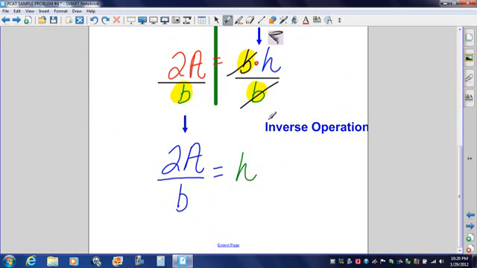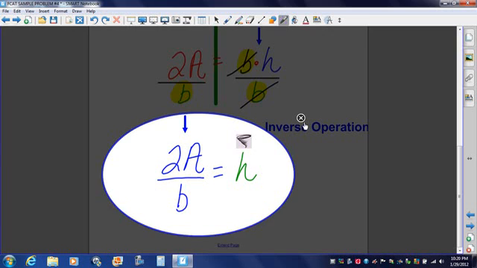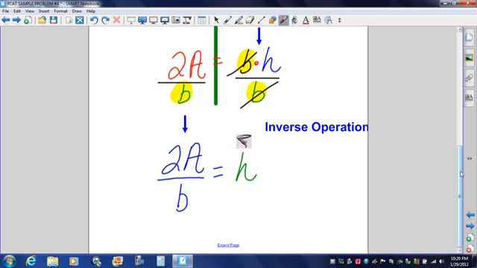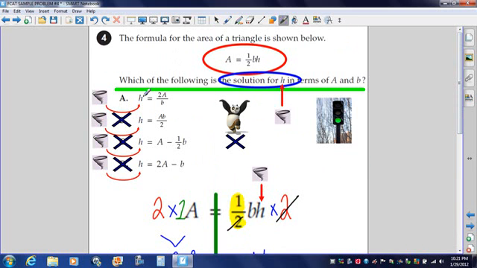my tornado H. I have isolated, nice vocabulary, da bears, my tornado and gotten it all by itself. I have solved the equation for H. Remember, on the FCAT, look at your choices here. All of them have H by itself. That's screaming to you that this variable is the tornado. A is our correct answer.